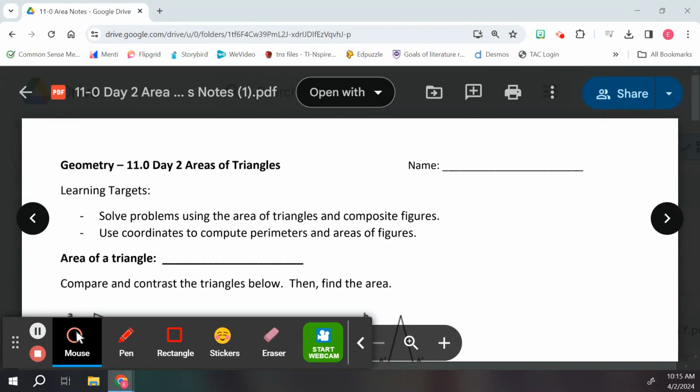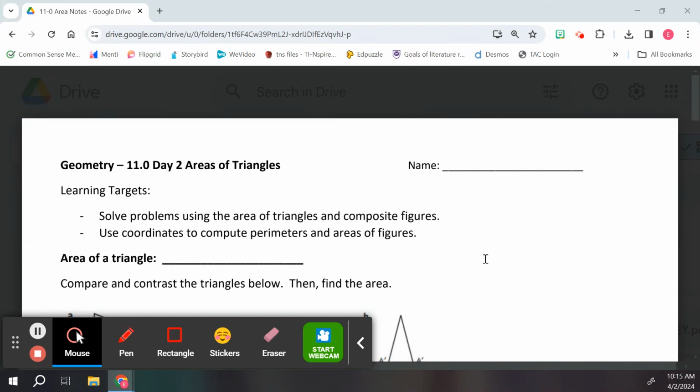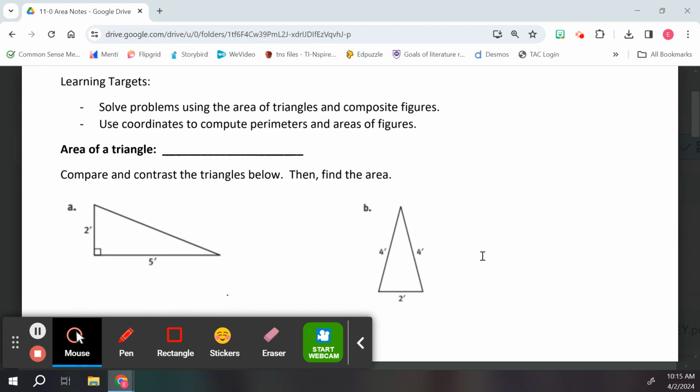Okay, so we are still on, we're calling this section 0, because again, we're reviewing different types of shapes, especially the areas of those shapes. So your learning targets are to solve problems using the area of triangles and composite figures and use coordinates to compute perimeters and areas of figures.